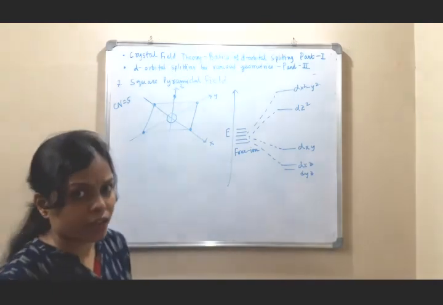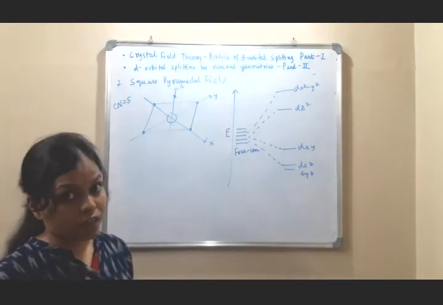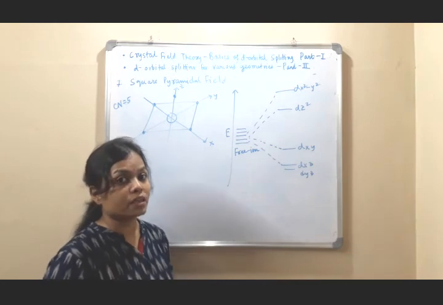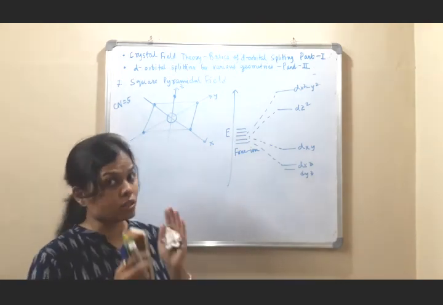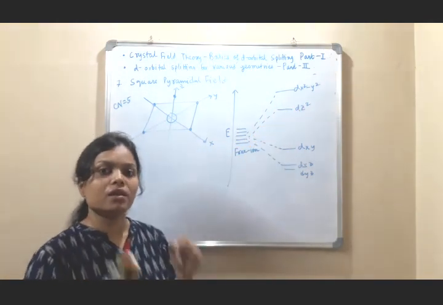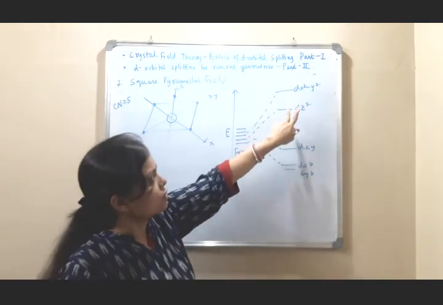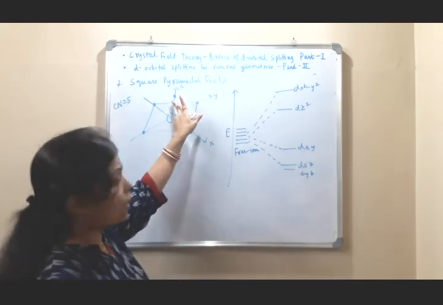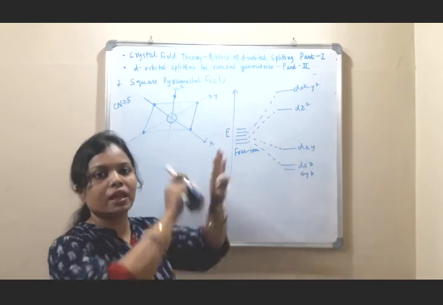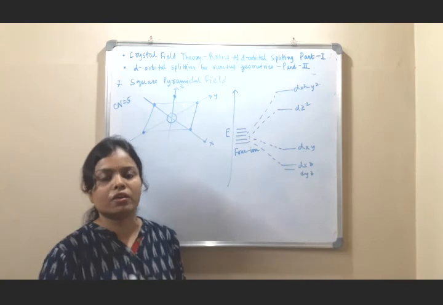Now a question may arise, ma'am, why is dxy not with this? It's very simple, because you know that in the dxy orbital, the lobes of the orbital are in between the axes, not along the x and y axes. But in dx square minus y square, the lobes of the orbital are along the axes. So obviously it will be highest energized, then comes dz square because I have one ligand along the z axis, then comes dxy, then come the other two. So this is all about the splitting pattern of metal d orbitals in various geometries.